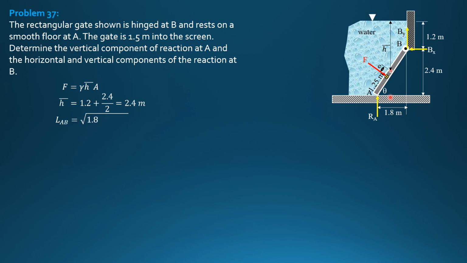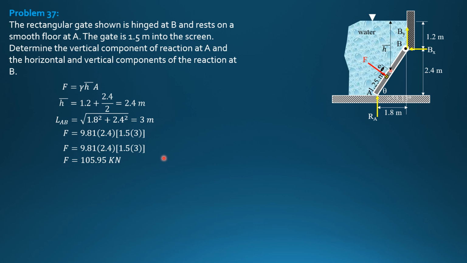So length of AB is square root of 1.8 squared plus 2.4 squared. So 3 meters. Therefore, the distance from B to the centroid is 1.5, half of 3. This is also 1.5. Then F is 9.81 times 2.4 times the area. Area is 1.5 wide into the screen by the length of the gate, 3 meters. So F is equal to 105.95 kilonewtons.